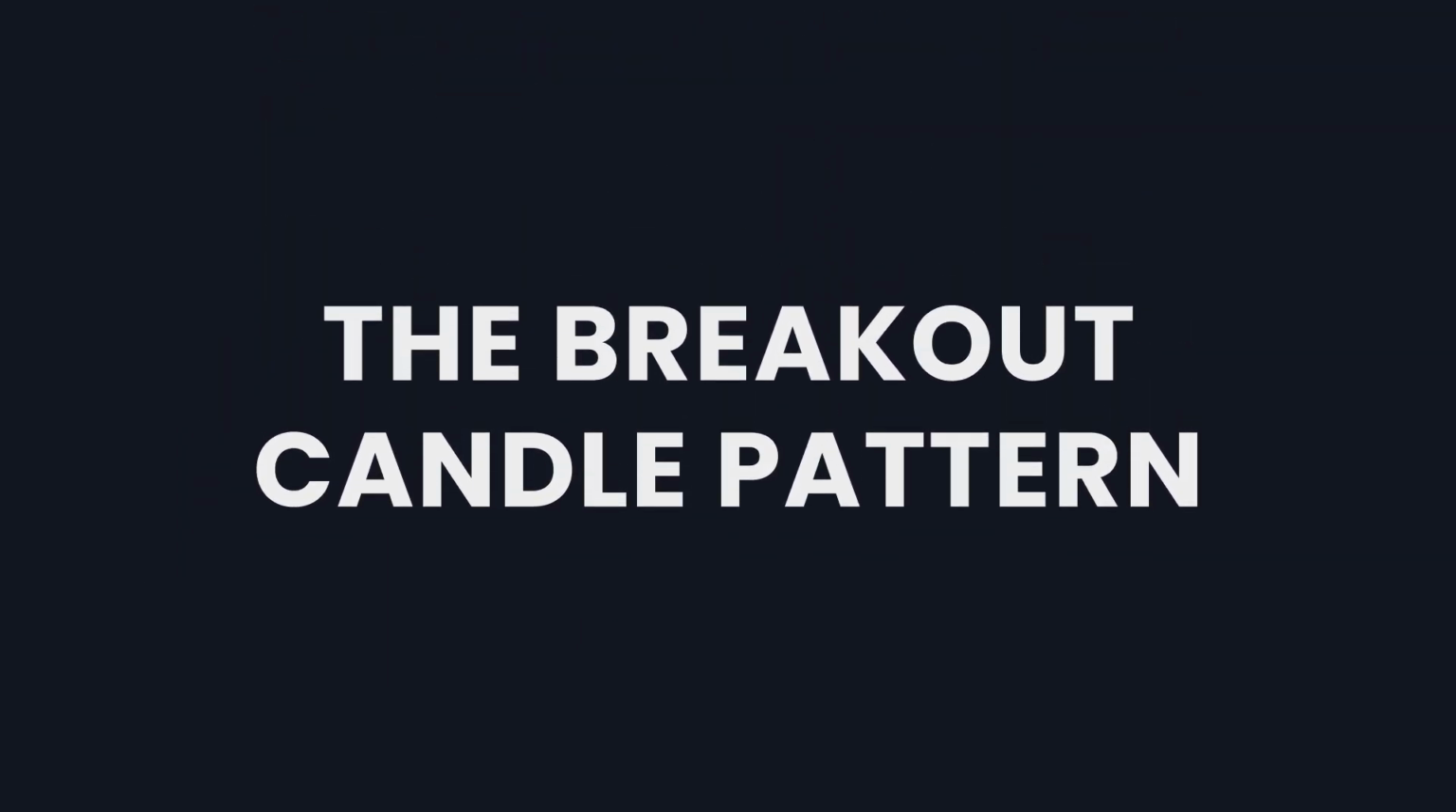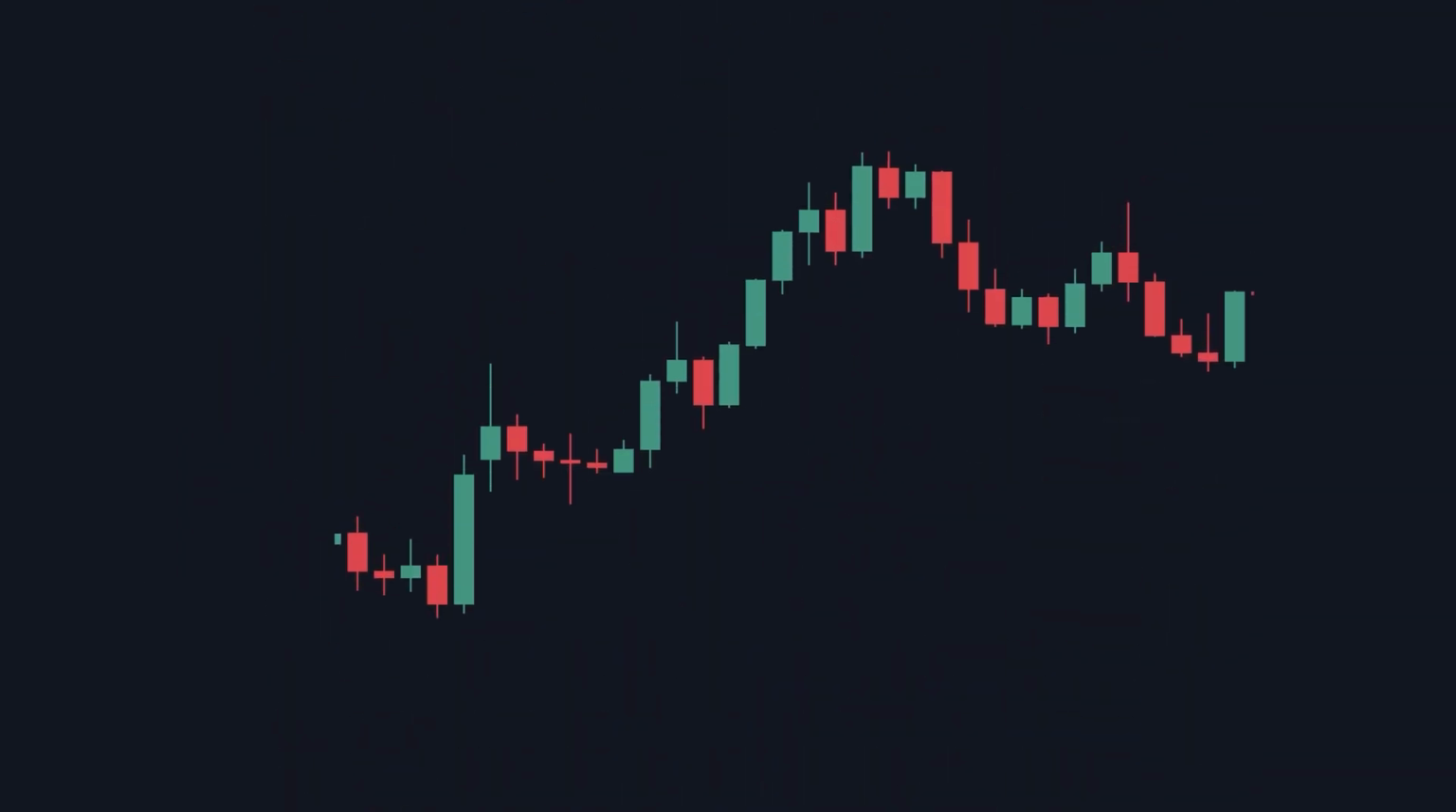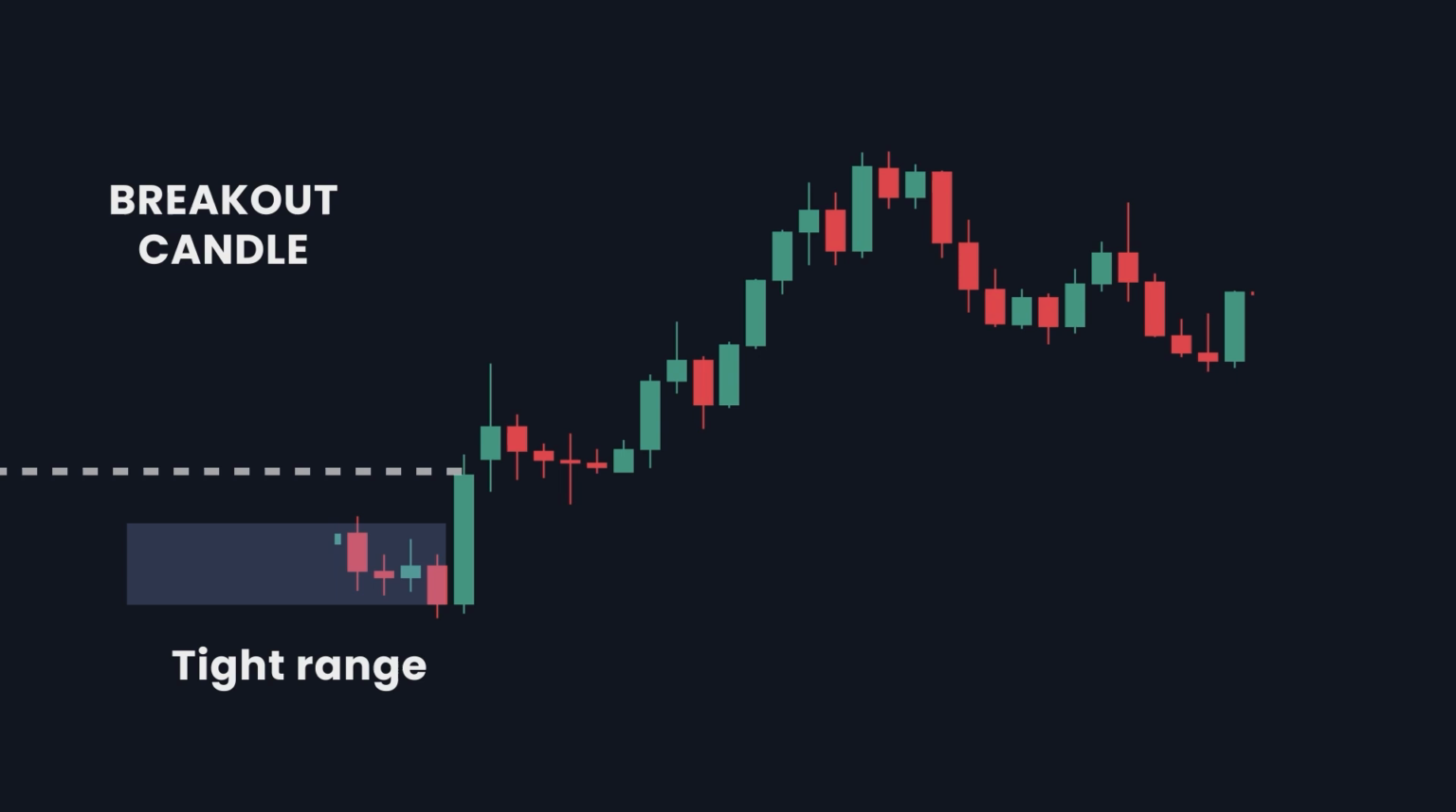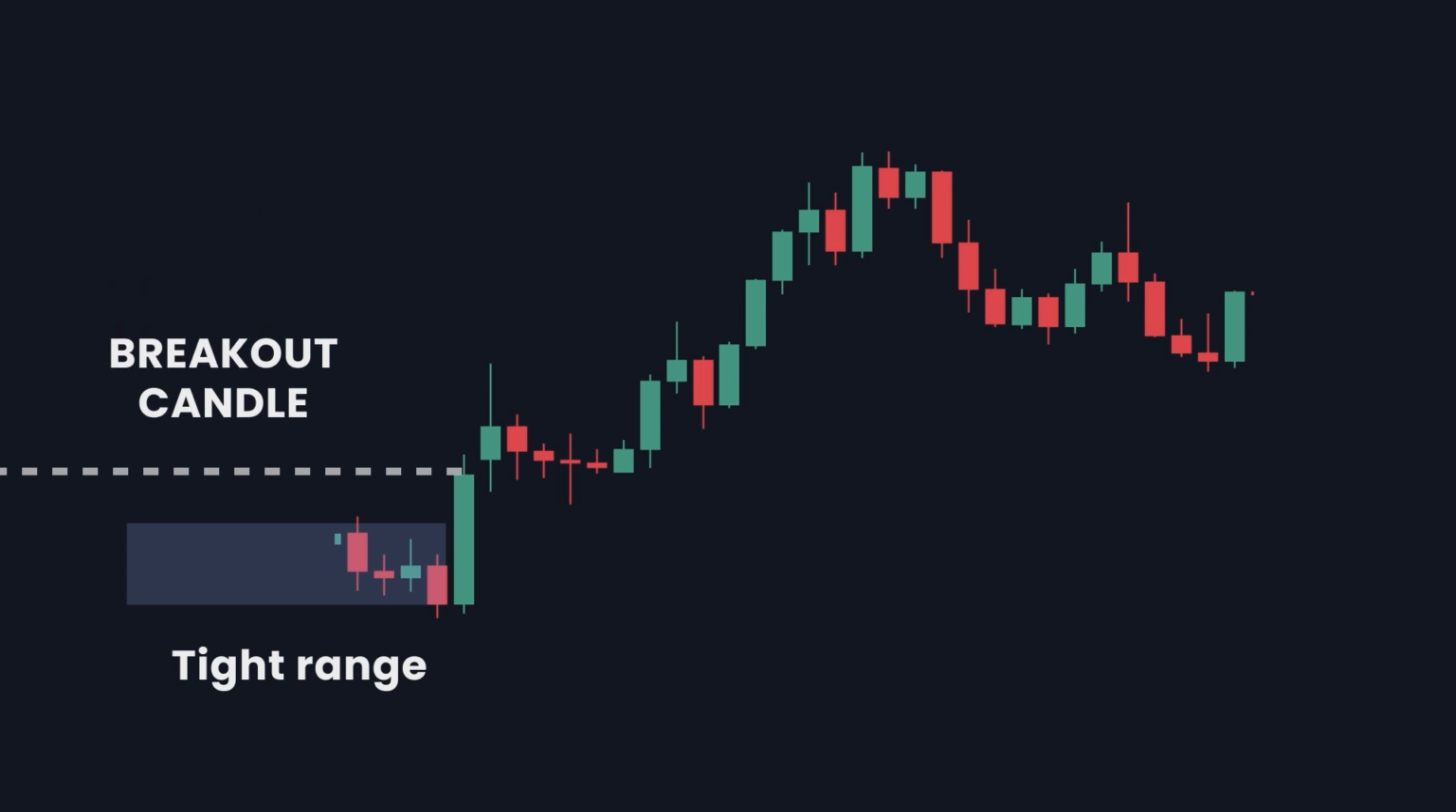The breakout candlestick pattern is number 6. The breakout pattern forms when multiple candles consolidate within a tight range, often with wicks pointing in both directions, indicating indecision and a lack of clear direction. This is followed by a breakout candle that closes significantly beyond the range of the previous candles, signaling a strong move in the breakout direction.